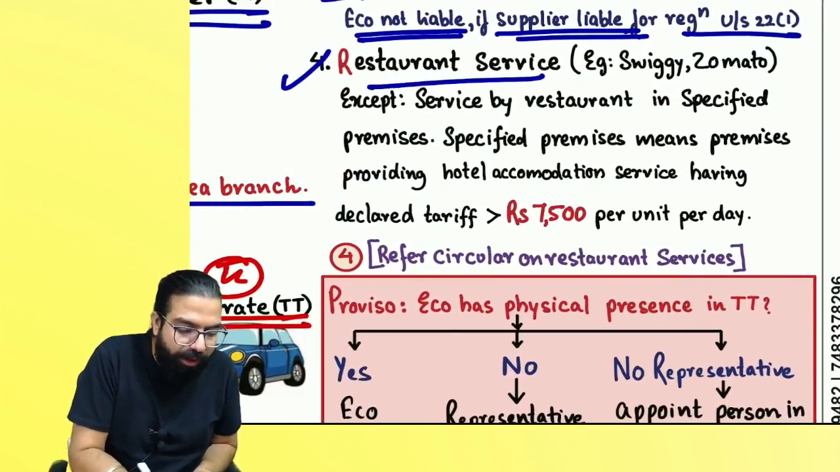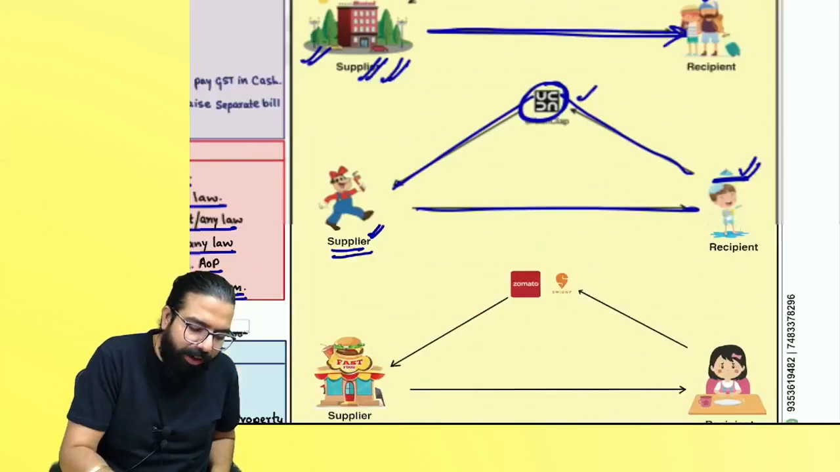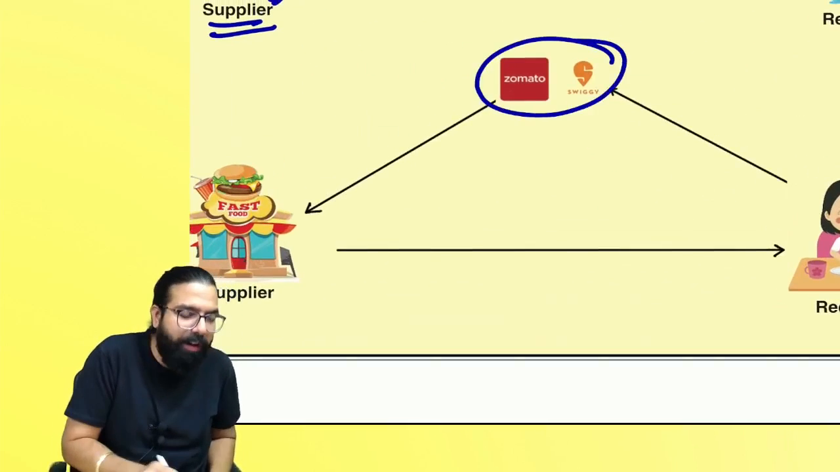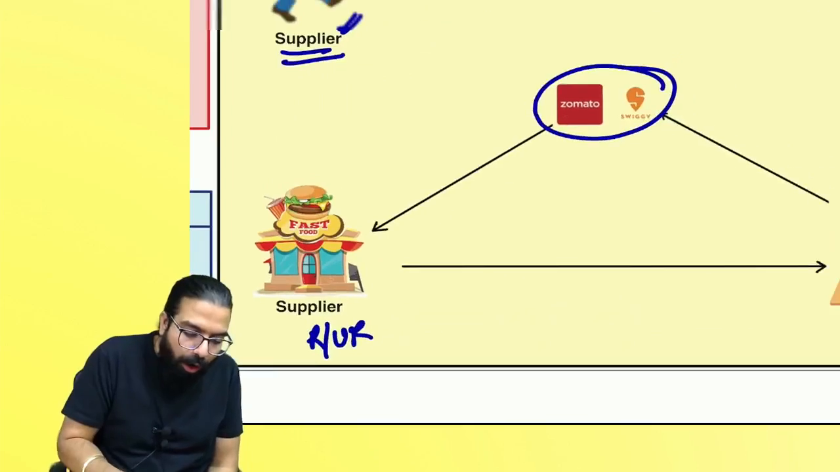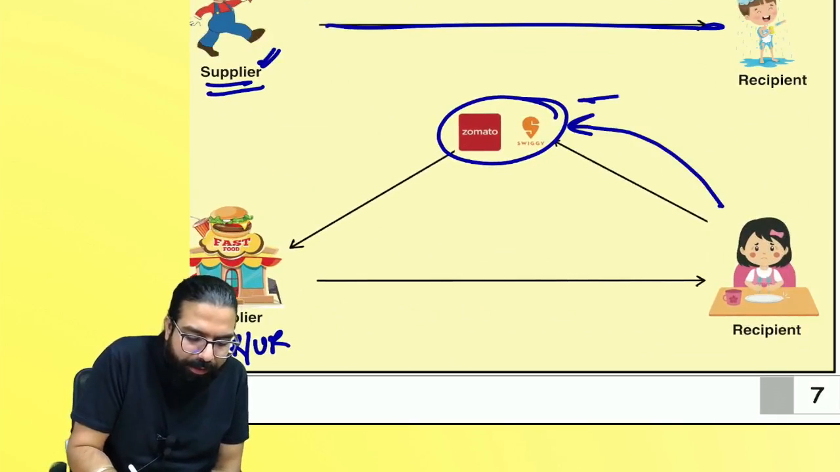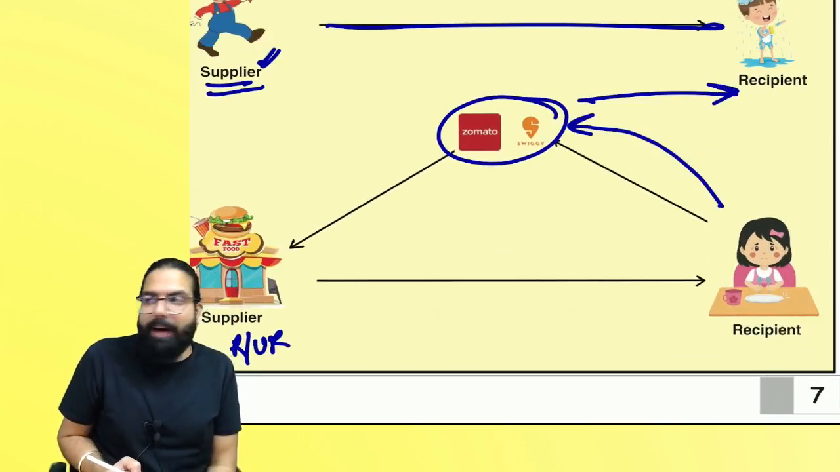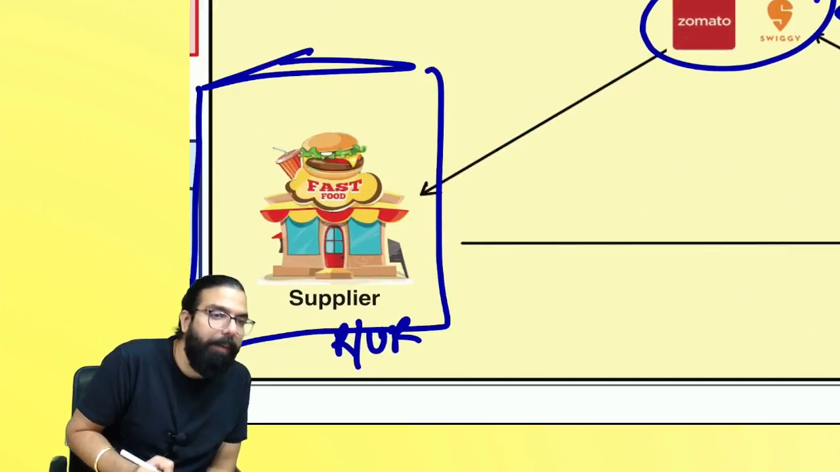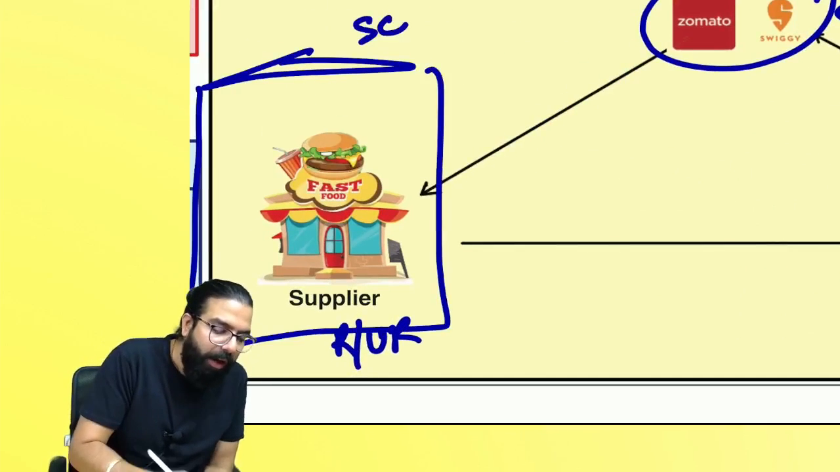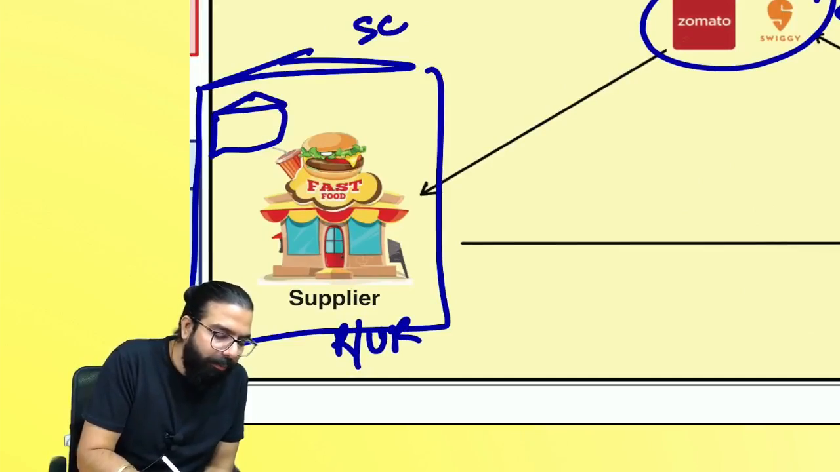The next one is restaurant services. Remember one thing, if restaurant services are provided through Swiggy, Zomato, etc., whether the supplier is registered or unregistered, it doesn't matter. Always the e-commerce operator only will collect the GST and pay it to the government, right everyone? However, if this restaurant is located in specified premises, what is the specified premise everyone? Where the room rent is more than how much everyone?